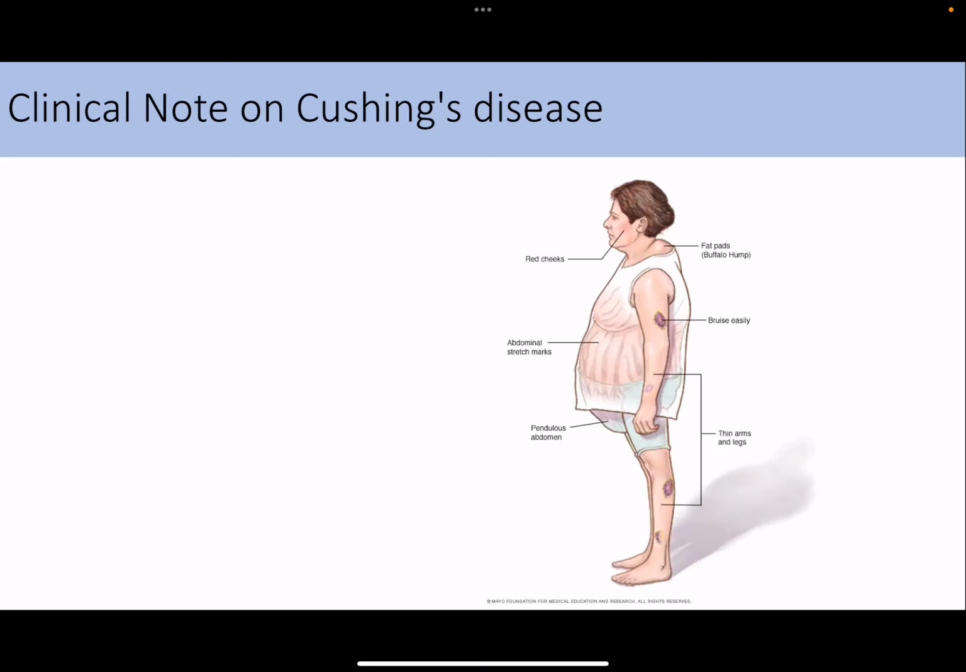Okay, clinical note on Cushing's disease. We said Cushing's disease back in endocrine was one of those that are most commonly caused by an overprescription of steroids. So when people come for pain management and stuff, they are prescribed or given injections of glucocorticoids too often, which can lead to Cushing's disease.